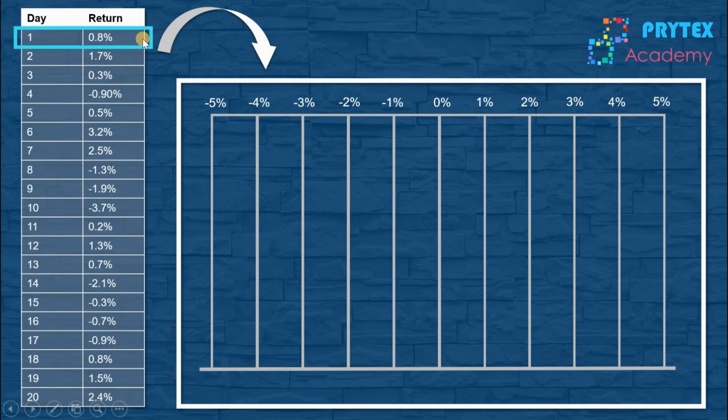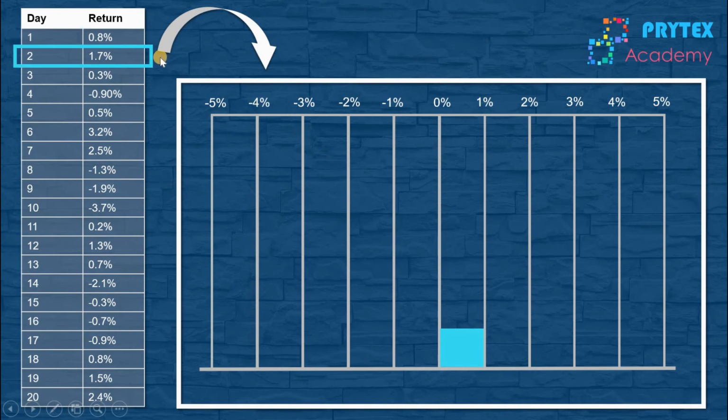Now let's see how we should incorporate the return data inside the bins. So for day 1, we have a return of 0.8%. So we expect a box, or a density box, to fall in the bin having a lower limit of 0% and upper limit of 1%. As 0.8% falls in between 0% to 1%, hence a box falls in this bin.